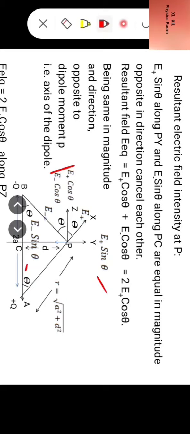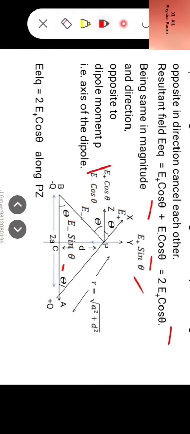So the resultant field at P, E equatorial, will be equal to E plus cos theta plus E minus cos theta, and it is equal to 2 E plus cos theta, or you can also write 2 E minus cos theta, being the same in magnitude and direction, and is opposite to the dipole moment vector P, that is the axis of the dipole. So E equatorial will be equal to 2E plus cos theta along Pz.